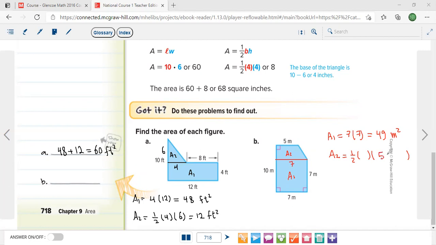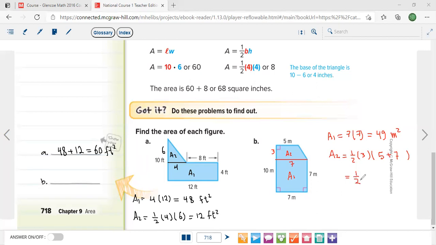So here, 5 plus 7. And the height is a vertical line, as you can see. So get it from the vertical lines. Take the 10, all of it, minus 7. So 10 minus 7 will give you 3. So the height is 3.